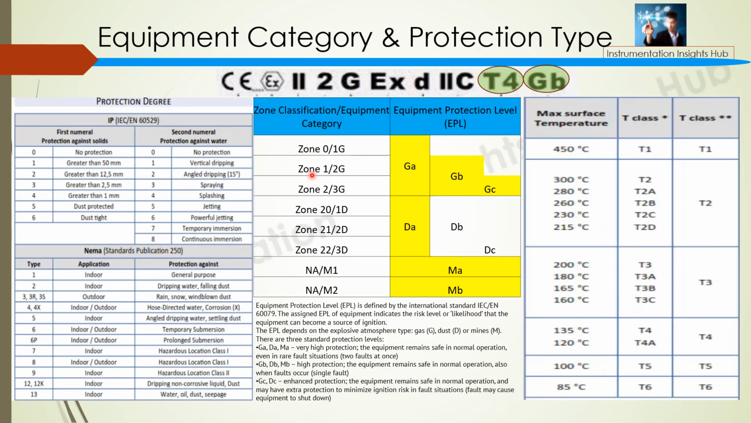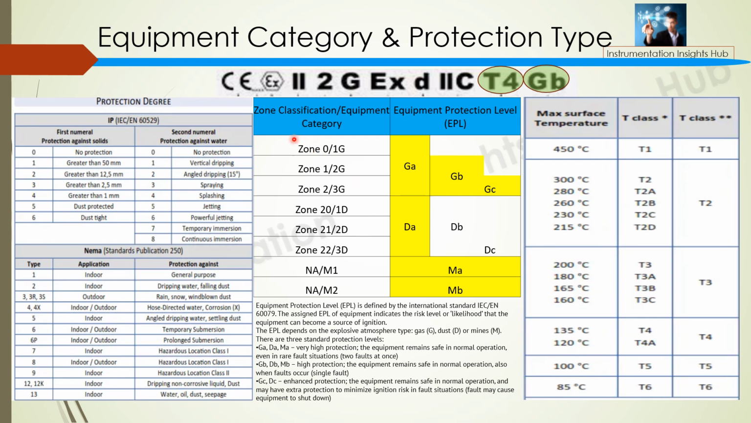Coming to the T temperature group, you can see that this is the maximum surface temperature. So T1, T2 and further T2A, T2B, T2C, T2D, right? So this is further classified as T class. You can see T3 further, and T6 is 85, right? So the higher the temperature class group number, the lower is the maximum surface temperature of that equipment.